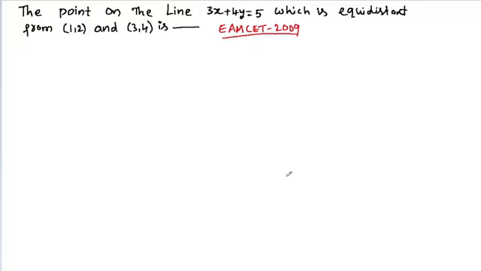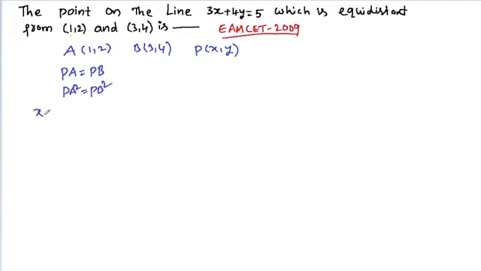The point on the line 3x plus 4y is equal to 5, which is equidistant from (1, 2) and (3, 4), is. Here are given points A(1, 2) and B(3, 4). So P(x, y) is any point on the line. Equidistant means PA is equal to PB. That means squaring on both sides, PA square is equal to PB square. PA square is (x minus 1) whole square plus (y minus 2) whole square is equal to (x minus 3) whole square plus (y minus 4) whole square.